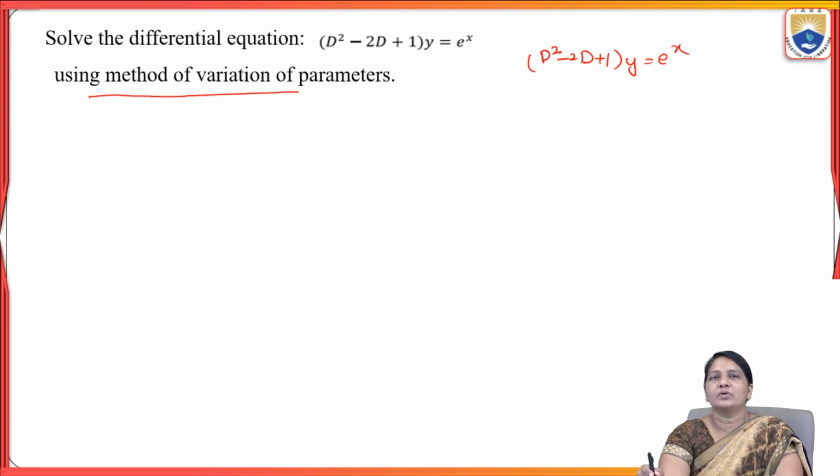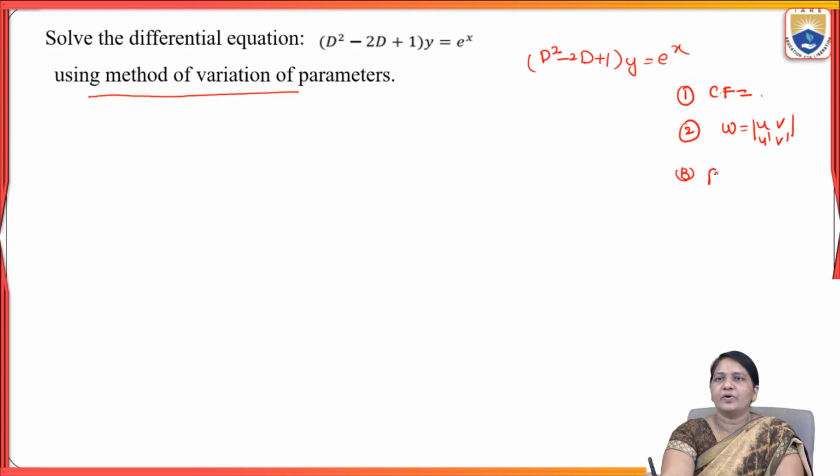So here also we are going to use the method of variation of parameters. What are the steps we are going to follow? First step, we have to find the complementary function. After that we have to calculate the Wronskian value, that of u v or u dash v dash, the Wronskian value.